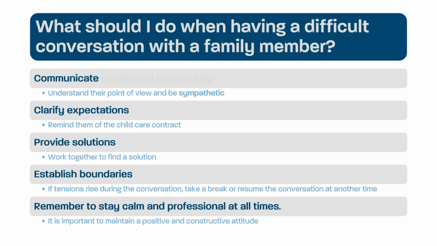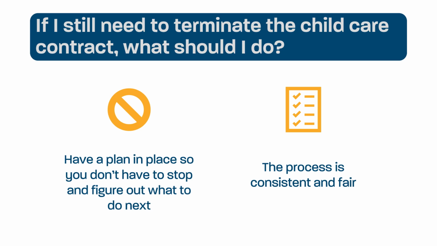Provide solutions. Work together to find a solution that works for both of you if at all possible. Establish boundaries. If tensions rise during the conversation, take a break or resume the conversation at another time when all parties are calm. Remember to stay calm and professional at all times. Dealing with difficult conversations can be challenging, but it is important to maintain a positive and constructive attitude. If the family fails to implement the solution to previously discussed issues, you will need to terminate the childcare contract. So what should you do?